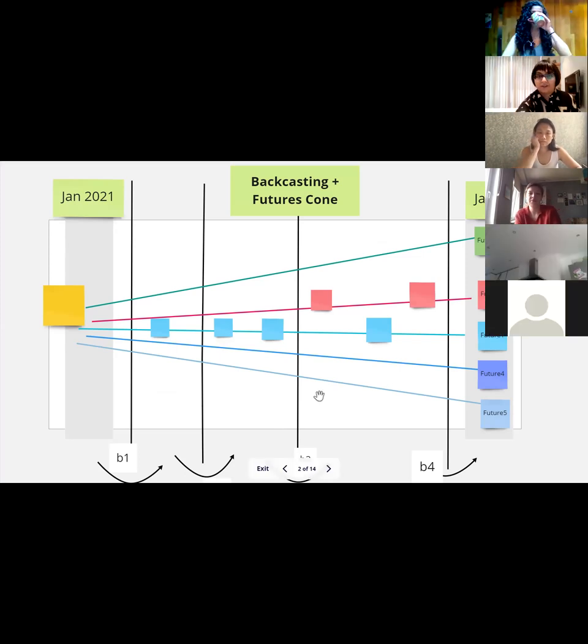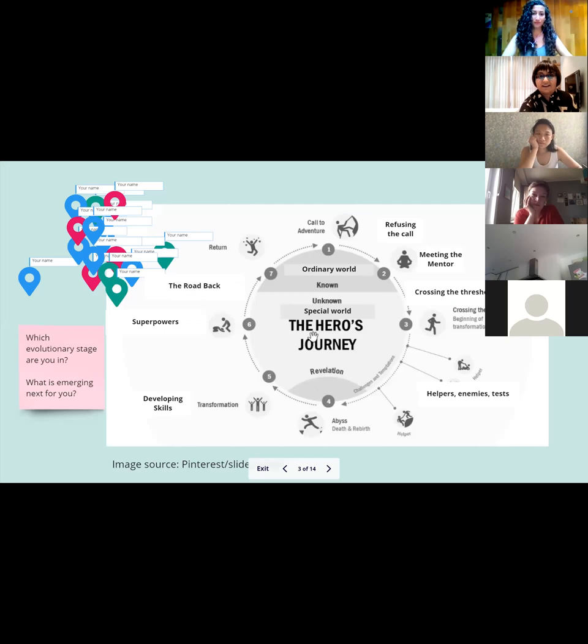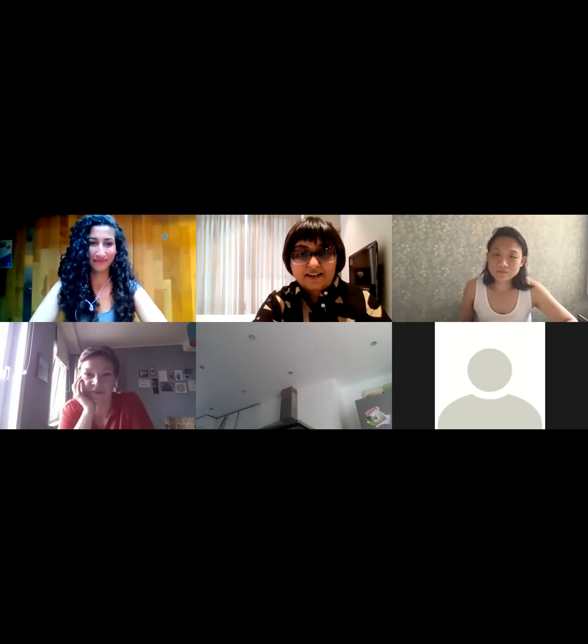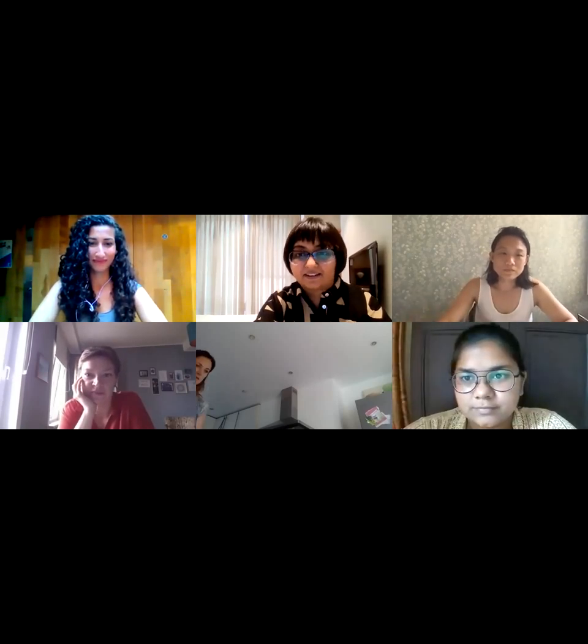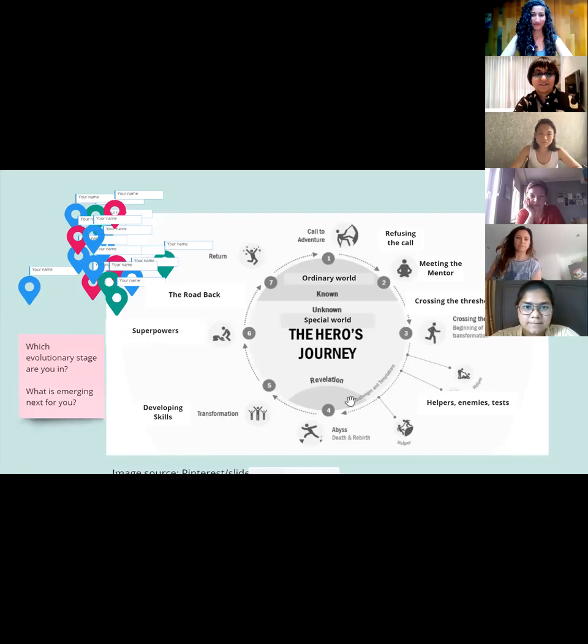Let's do a Miro interactive activity. So the visual that you see on the screen, how many of you are aware of the Hero's Journey? Wow, we already have three people. Four people. Awesome. That's good to know. So, does anybody want to explain for everybody what the Hero's Journey is? Anybody want to give it a shot?